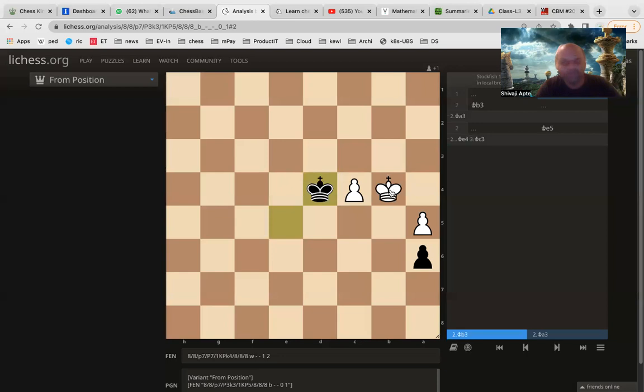No, white cannot play king C5. Not white. After white plays king here, B3, black plays king C5. Yeah, now king C5. You are saying black plays king C5, huh? Okay. So then white will play C3.